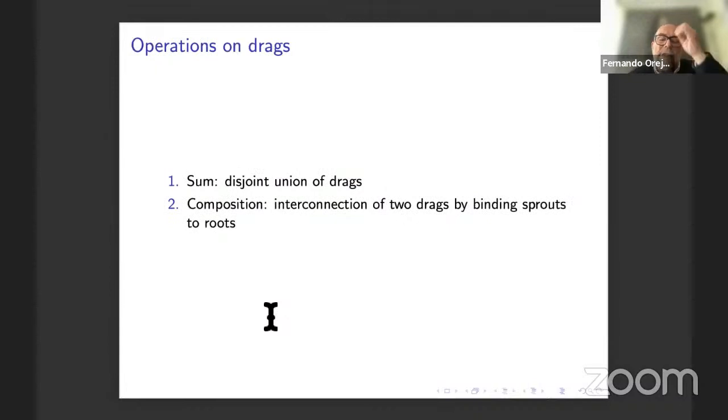We have two operations. One is not very interesting, but it's useful sometimes, which is just the sum, a disjoint union of drags. And we have composition, which essentially means that when we have two drags and we compose them, we connect variables of one of the drags to roots of the other drag, and vice versa. So interconnection works symmetrically on both drags simultaneously.